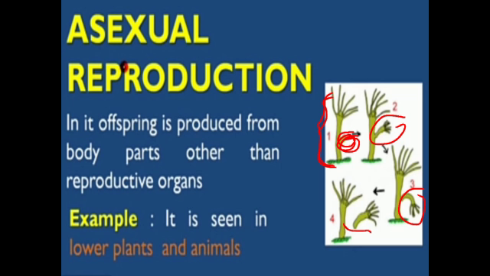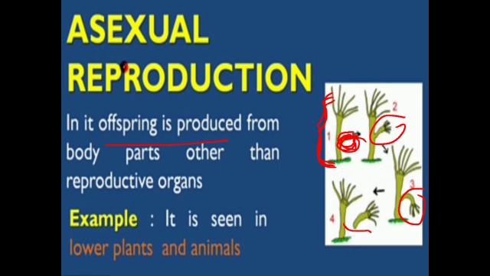So what happens? In it, the offspring is produced from body parts other than reproductive organs. Offspring means this bud, or we can say the new individuals that are formed, we term them as offspring. The offspring is produced from the body part of the parent hydra, which is other than the reproductive organ. The body part that is involved in the reproduction is not a reproductive organ.